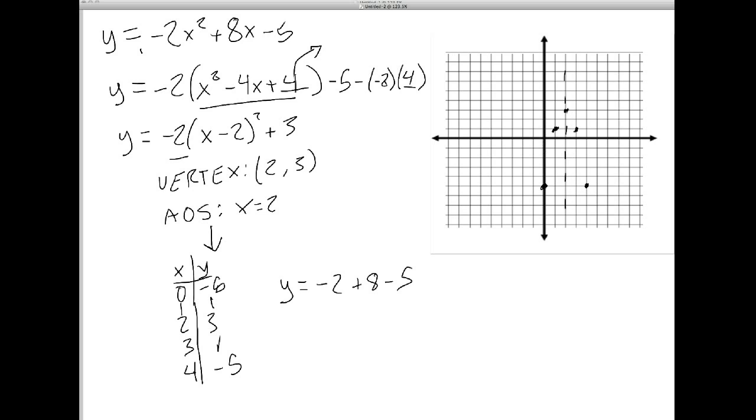Now all I do is just connect the dots, and you get a pretty good estimate of what the parabola would look like. And that is graphing parabolas from an equation.